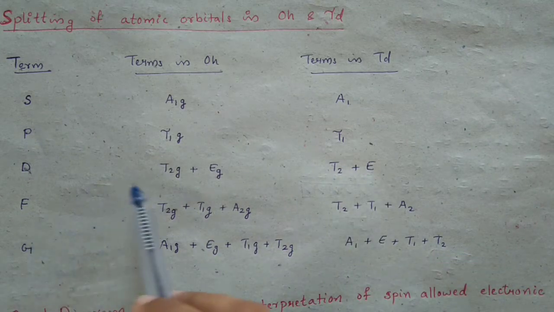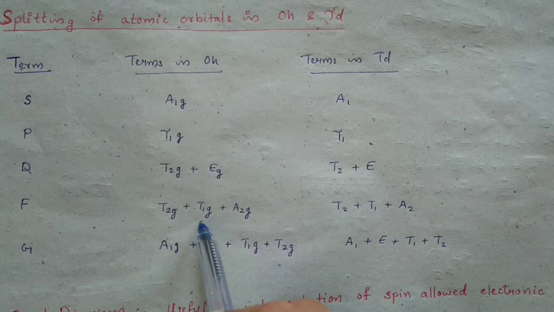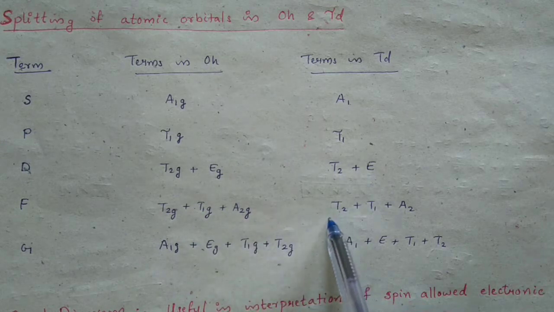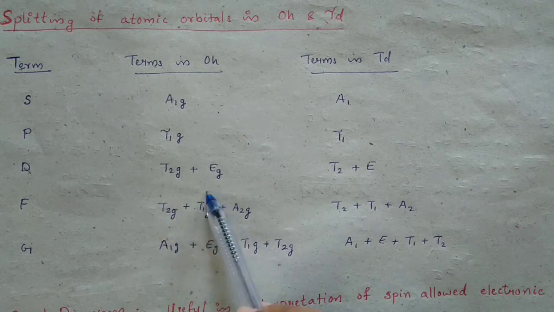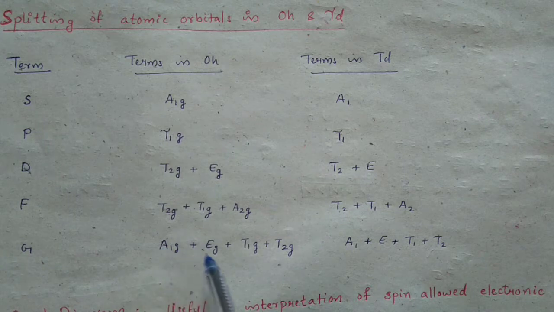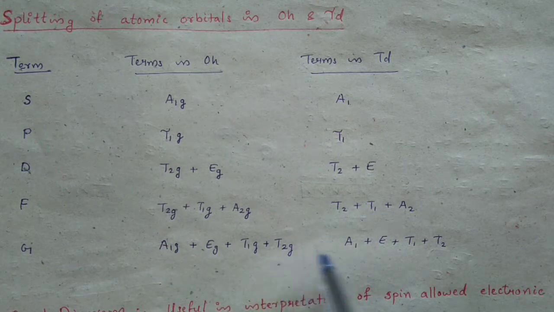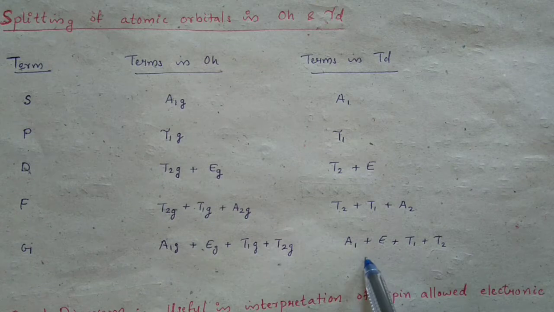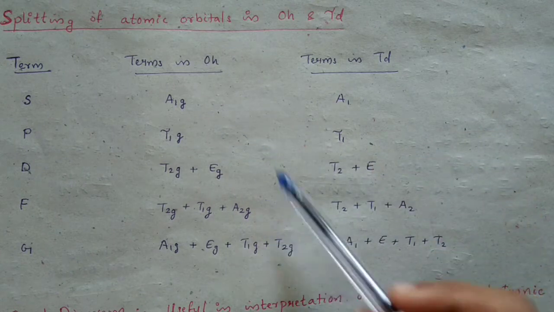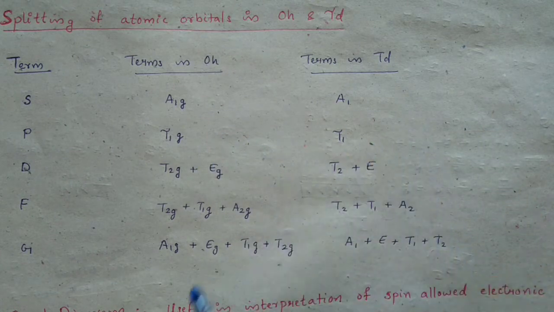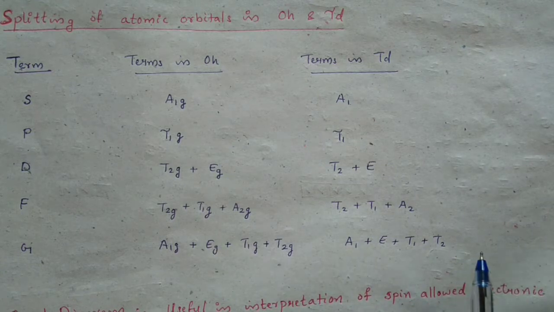And in F, what happens? T2g plus T1g plus A2g, and in tetrahedral T2 plus T1 plus A2. T2g is triply degenerate, 3 plus 3, 6 plus 1, 7. For G, A1g, Eg, T1g, T2g, and in tetrahedral A1 plus E plus T1 plus T2. You have to learn by heart this splitting of atomic orbitals in octahedral and tetrahedral so that we can solve the problems. So coming to the Orgel diagram.